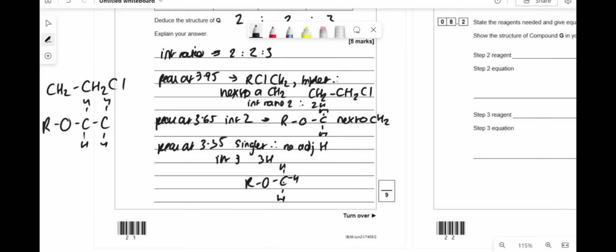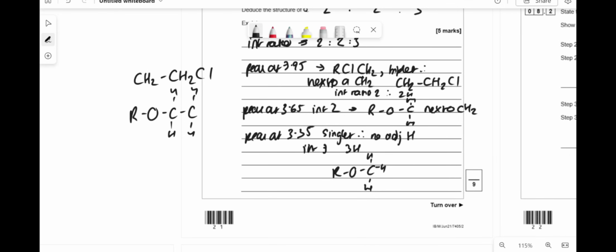Doing this has secured us 4 out of the 5 marks. The last one in this question just comes from working out the structure. So we just need to put all the pieces together until we figure it out. So this is probably going to be on one end. So we've got CH2, CH2, Cl on one end. This group, remember, is next to a CH2. So it's probably this CH2 it's next to.